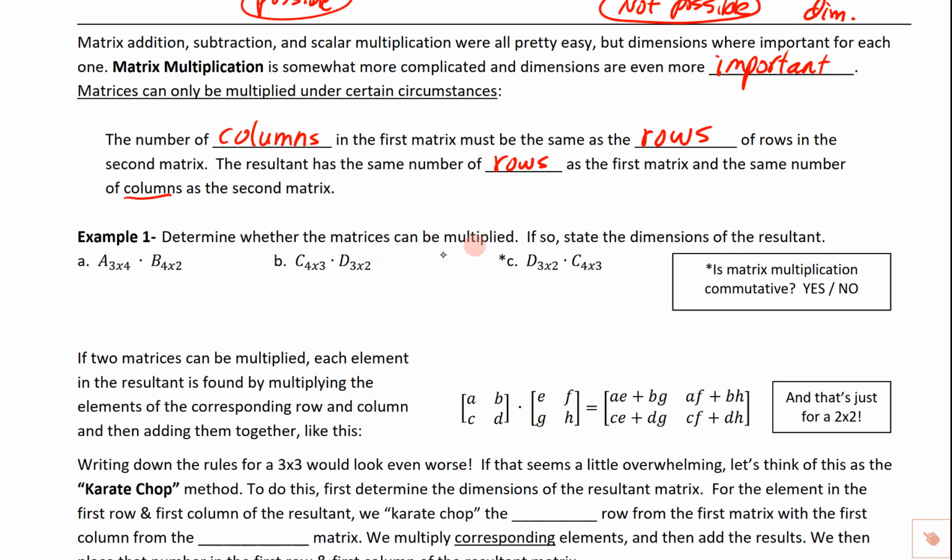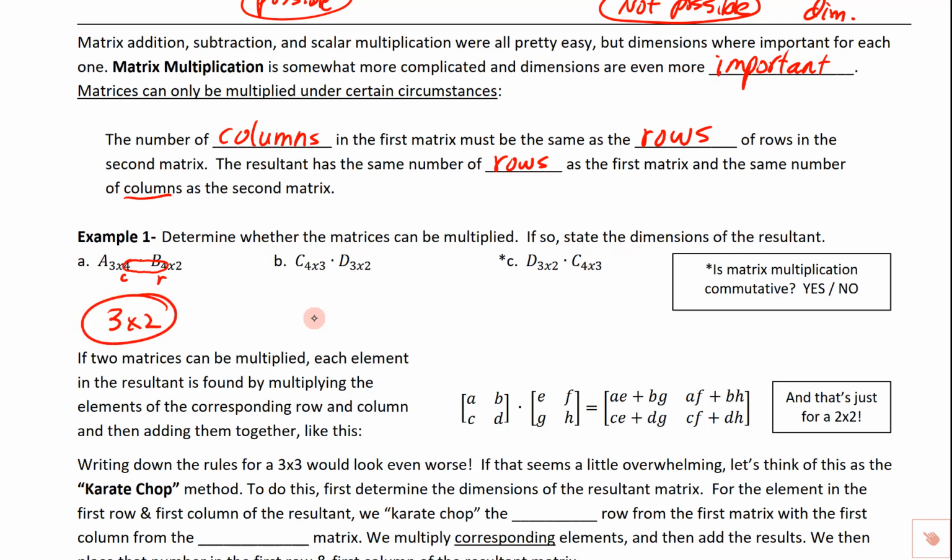So determine whether the matrices can be multiplied. So here's what we need to check. The number of columns in the first matrix must be the same as the number of rows in the second matrix. So this is the number of columns in the first matrix. This is the number of rows in the second matrix. Since those are both 4s, we can multiply those. So the answer on this one is yes. And the dimensions of the resultant would have the number of rows of the first one and the number of columns of the second one. So this would be a 3 by 2 as the resultant.